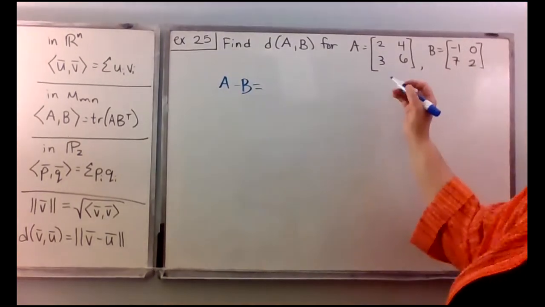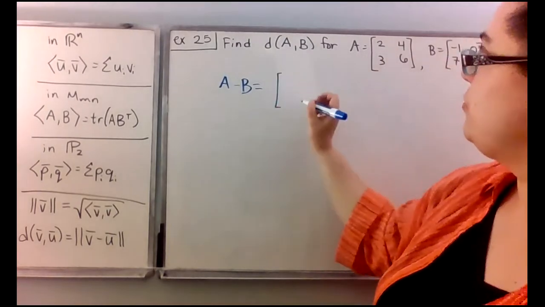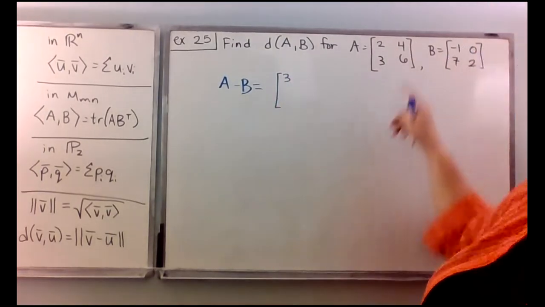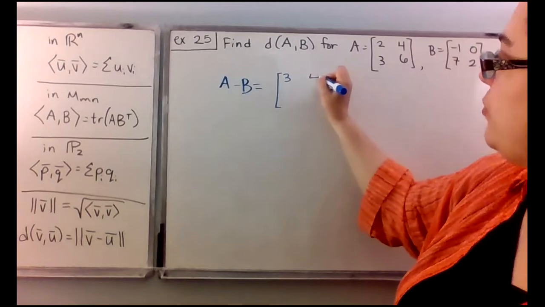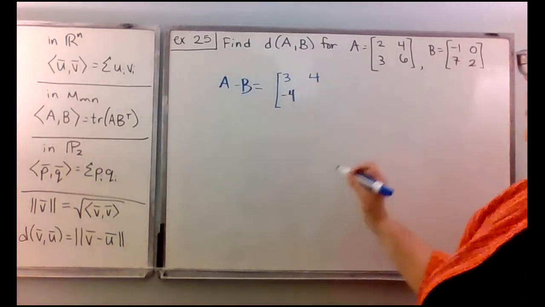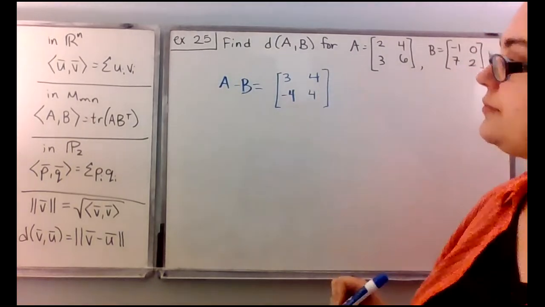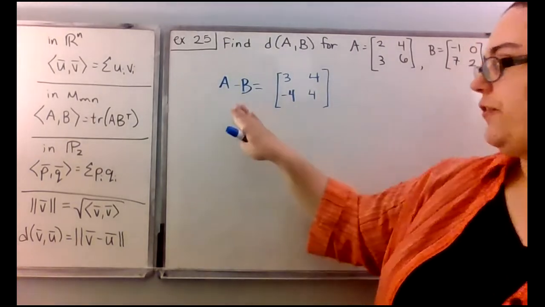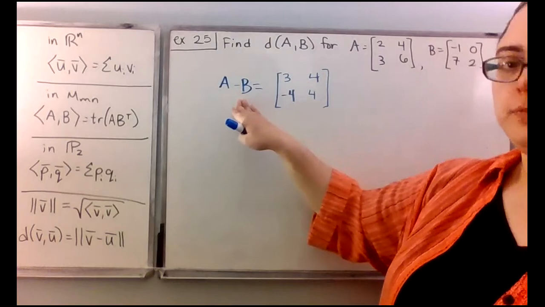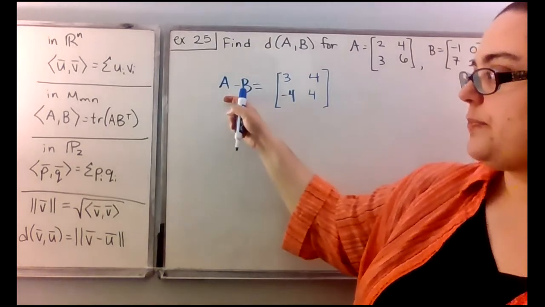So this is going to give me 2 minus -1, which is 2 plus 1, or 3. 4 minus 0 is 4. 3 minus 7 is -4. And 6 minus 2 is a +4. So this is going to be my first step, finding A minus B. Next, I need to find the norm of this.